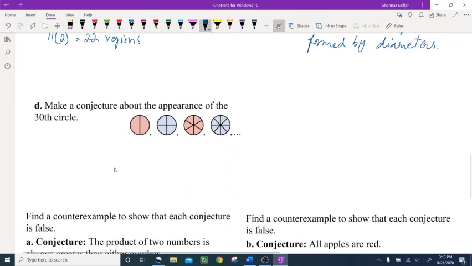Part D is make a conjecture about the appearance of the 30th circle. Now, let's figure out what the color of the 30th circle is, because they said appearance, so we have to give them color and regions. The color for the 30th is an even number, and we already know even number is blue, like this is 1, 2, 3, 4. So we can say the 30th circle is blue in color.